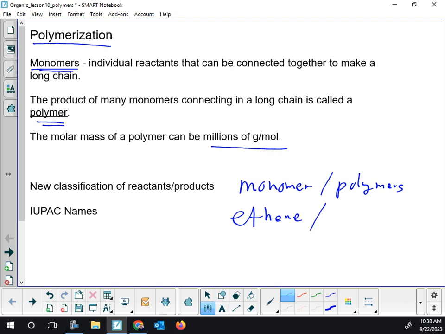The polymer IUPAC names aren't specific to exactly how big it is. It just tells you what polymer is making it up. So you say poly, and then you just write the monomer. It's not specific, it's sort of a general classification. When tens of thousands of ethenes come together, we call it polyethene, regardless of the exact count.